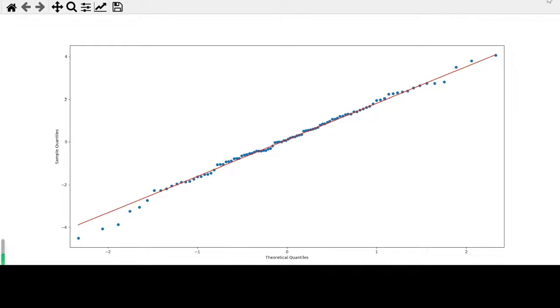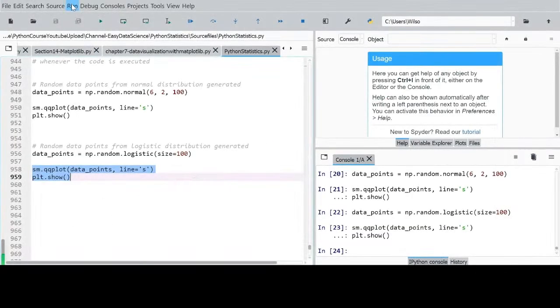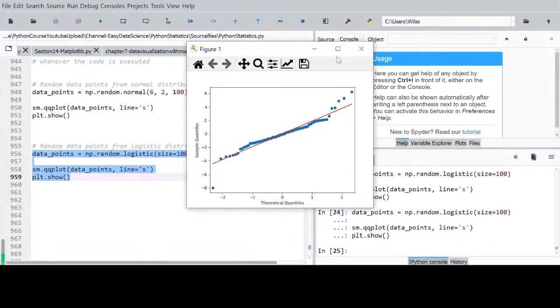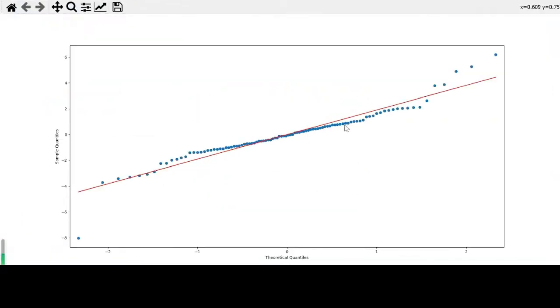So it is quite skeptical that the data are from a normal distribution. Because these are random numbers, if we run it again, every time is different. You can see this shape is also S-shaped, right? So it is skeptical that this data is from a normal distribution.